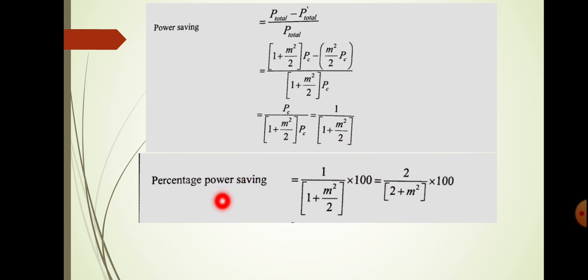So we can find the equation for the percentage of power saving, that will be equal to 2 by 2 plus m square into 100%, and these equations will be useful for doing problems.